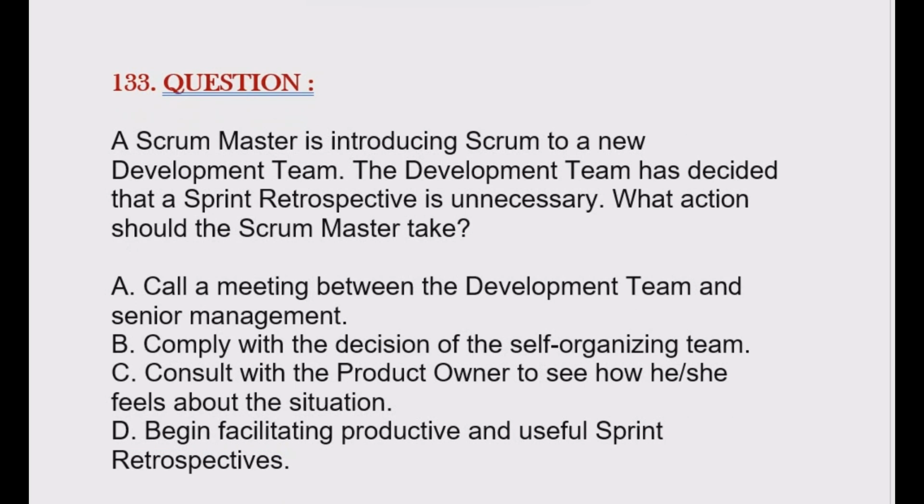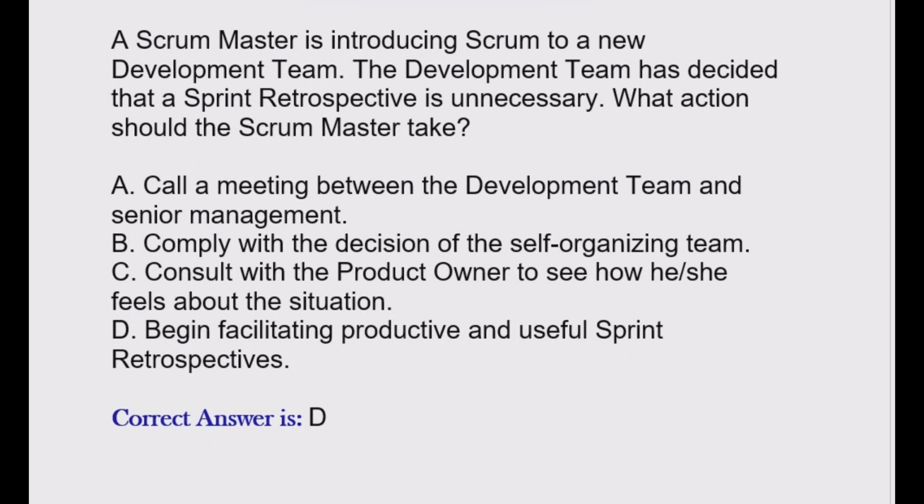Question is a Scrum Master is introducing Scrum to a new development team. The development team has decided that a sprint retrospective is unnecessary. What action should the Scrum Master take? Option A, call a meeting between the development team and senior management. Option B, comply with the decision of the self-organizing team. Option C, consult with the product owner to see how he or she feels about the situation. Option D, begin facilitating productive and useful sprint retrospectives. Correct answer is option D.